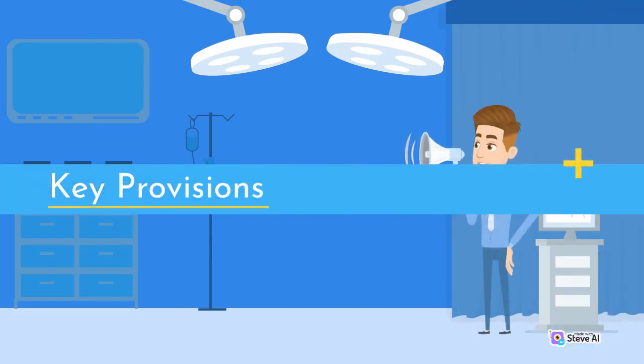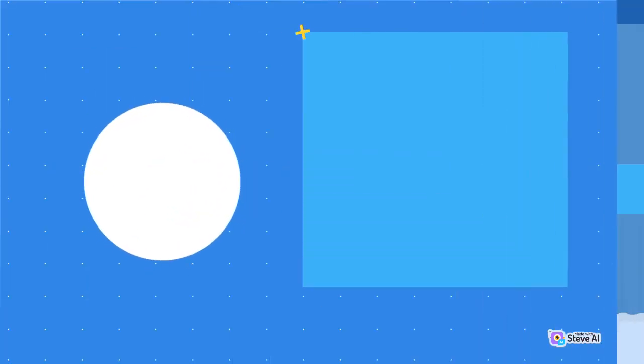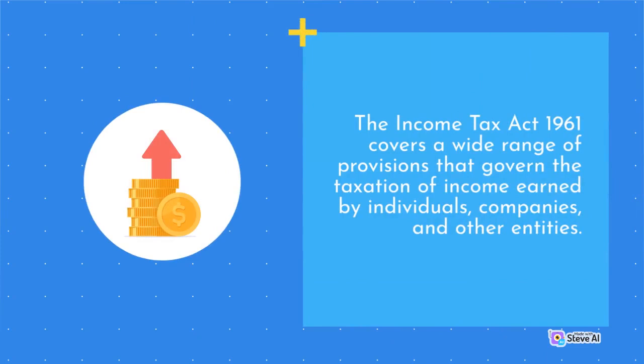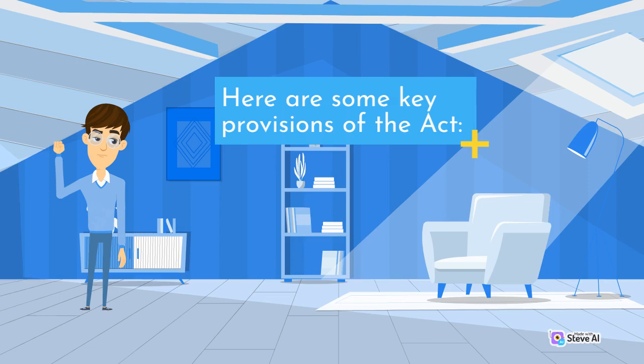Key provisions. The Income Tax Act 1961 covers a wide range of provisions that govern the taxation of income earned by individuals, companies, and other entities. Here are some key provisions of the Act.